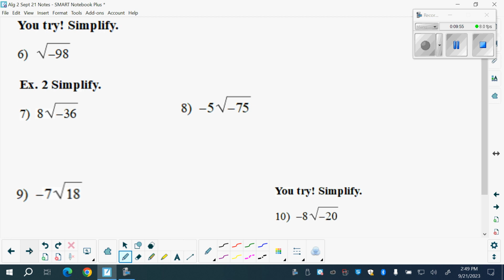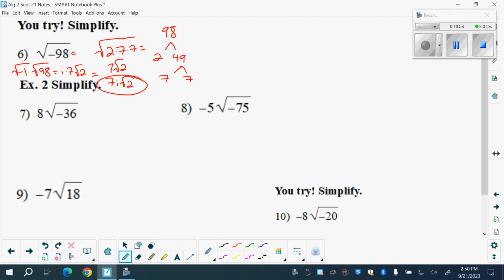Look at the worksheet and tell me the 49. So 7i square root 2 is our answer.